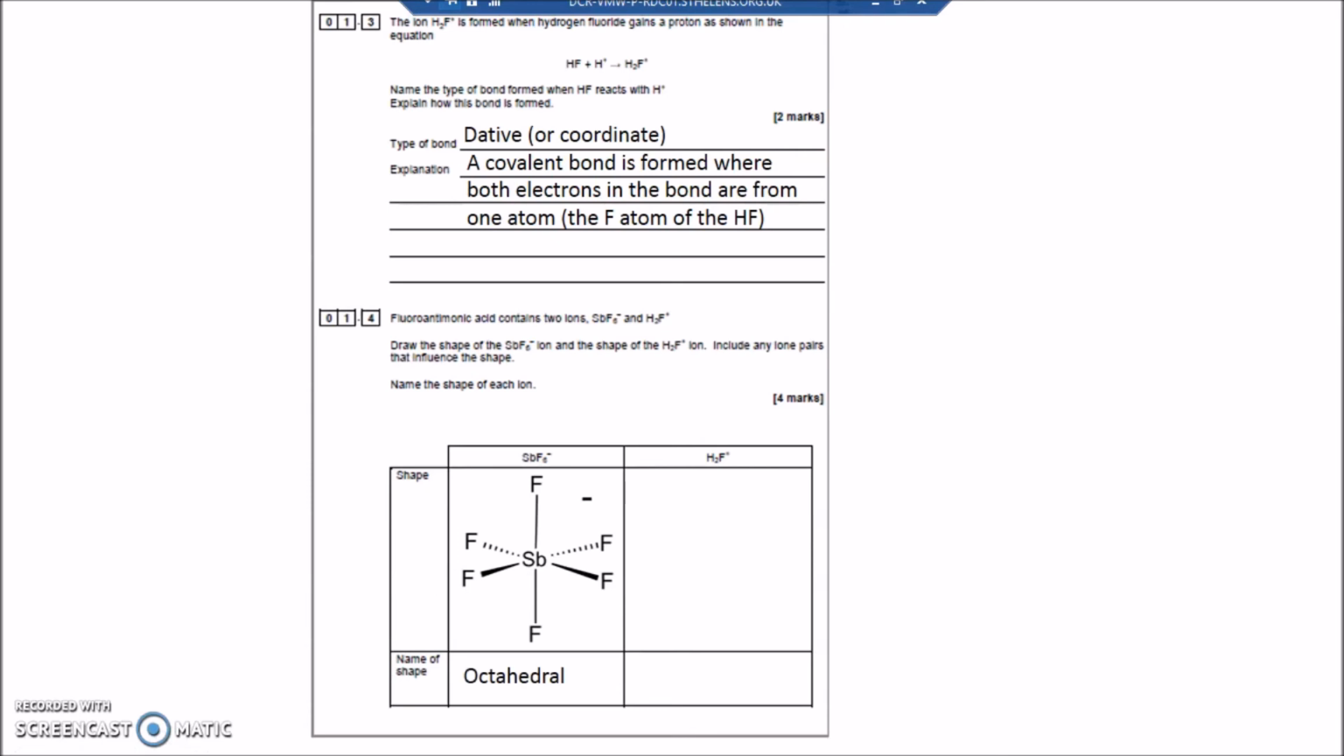H2F+. F is in group 7. If it's plus, it's got 6 electrons in the outer shell. 2 of them bond to the 2 H's, and the remaining 6 electrons go in 2 lone pairs. 1, 2, 3, 4, 5, 6. So 2 lone pairs are going to repel most, so the lone pair repulsion is greatest, followed by lone pair, bonding pair, followed by bonding pair, bonding pair.